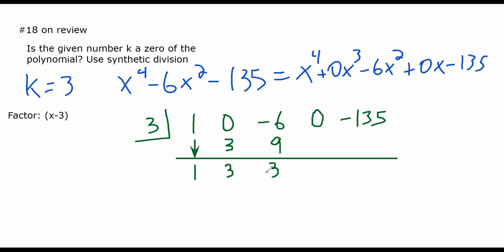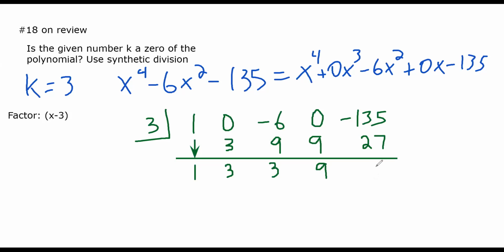I do 3 times 3, I'll get 9 again. I do 0 plus 9, I'll get 9 again. Then I do 3 times 9, and I'm going to get positive 27. Now here's the rub. We're going to do negative 135 plus 27, but I can tell that's not going to be 0. It would have to be negative 135 plus 135.